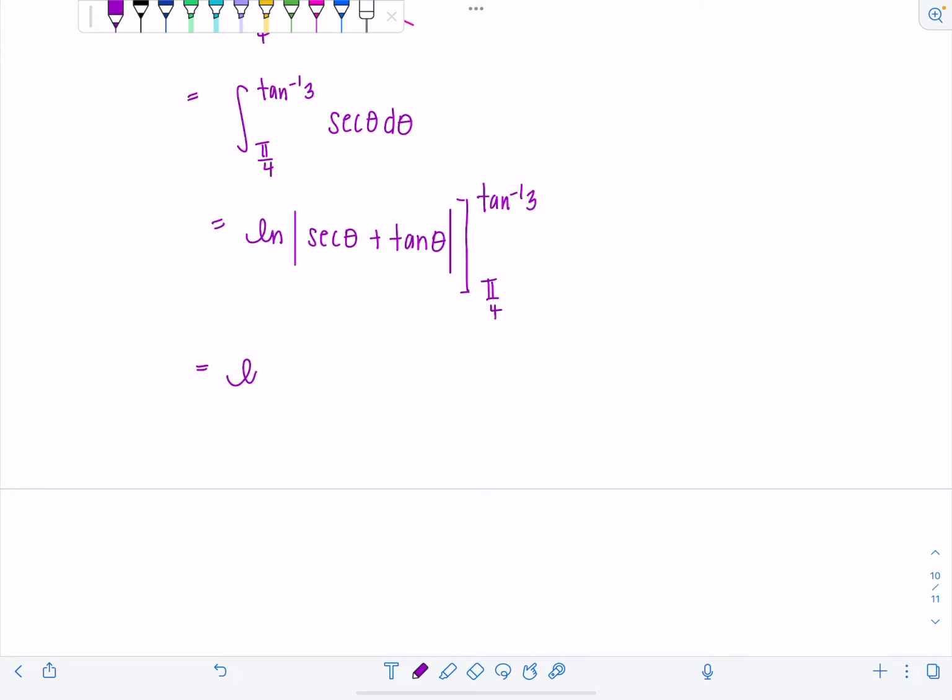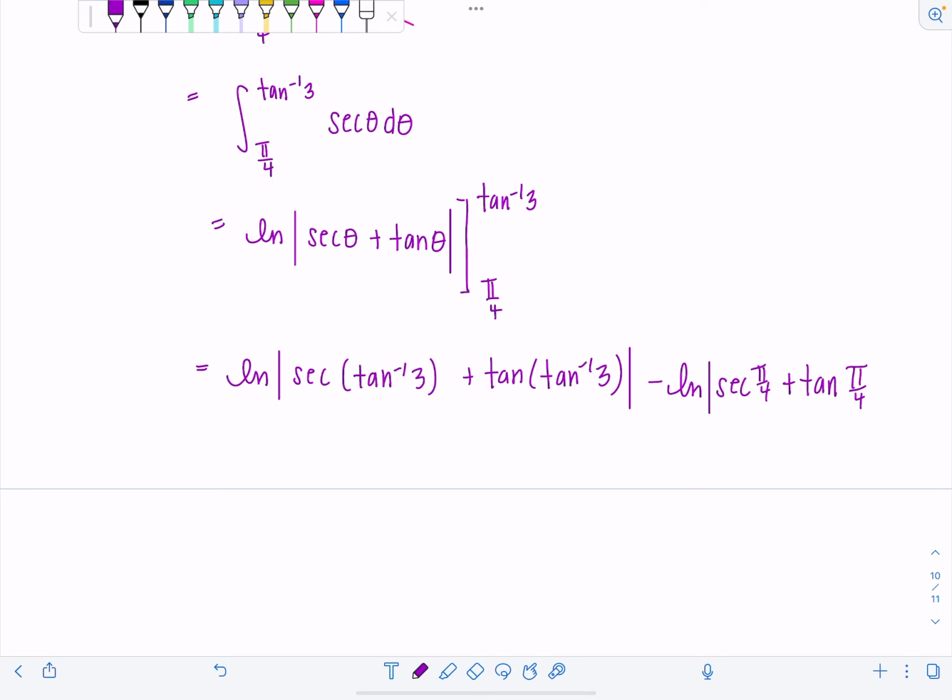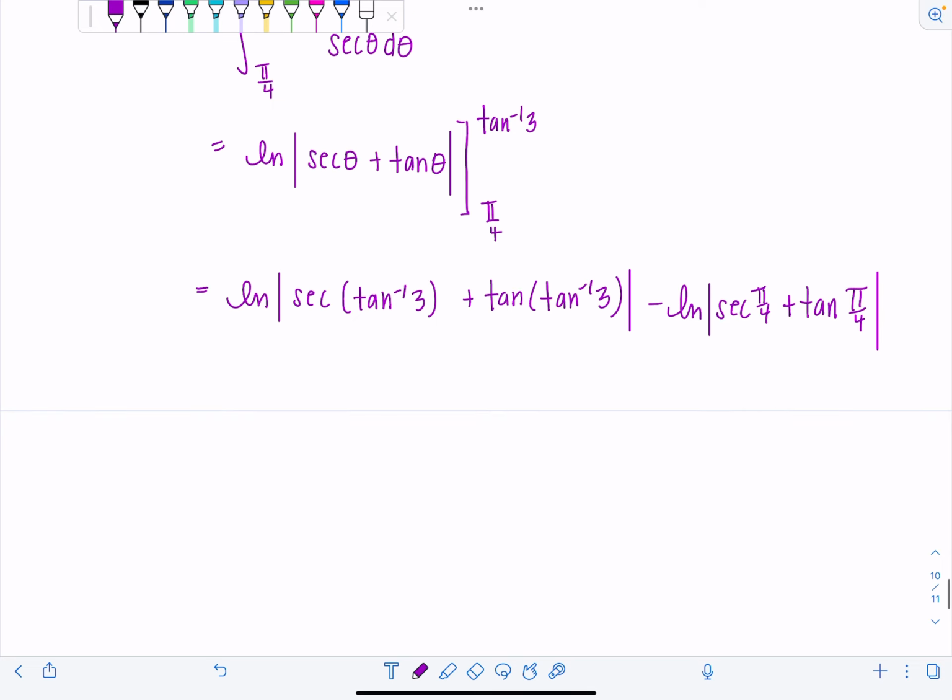So we've got ln absolute value secant of tan inverse of 3 plus tangent of tan inverse of 3, that's the upper limit, minus ln absolute value secant of pi over 4 plus tangent pi over 4. Okay, so how do you evaluate secant of tan inverse of 3?